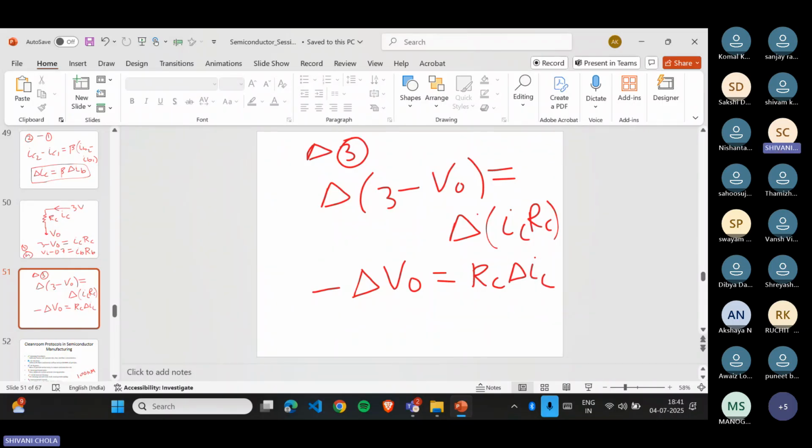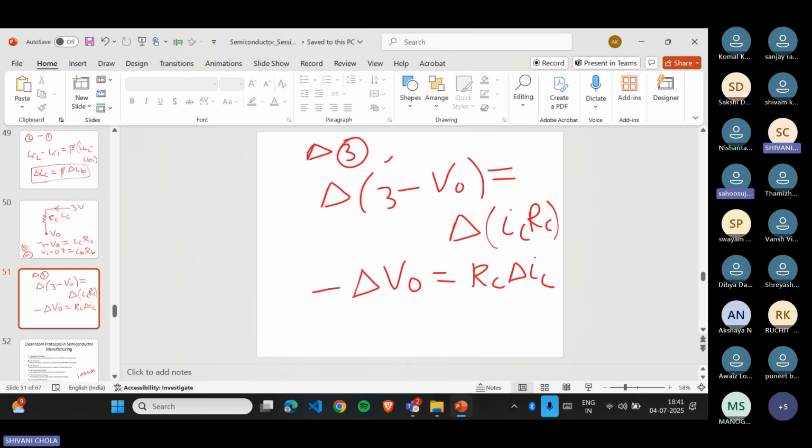Do one thing. Forget about this delta operator part. Add VO1 over here and IC1 over here. And in the second equation, use the same equation, but instead of 1, use 2 over here. Clear? And if you subtract both equations, you will get the equation like this. Clear?